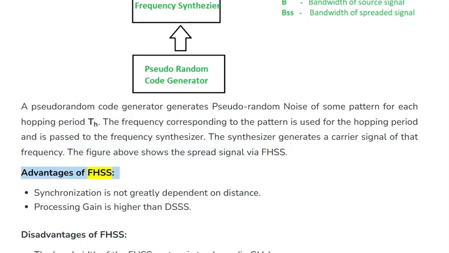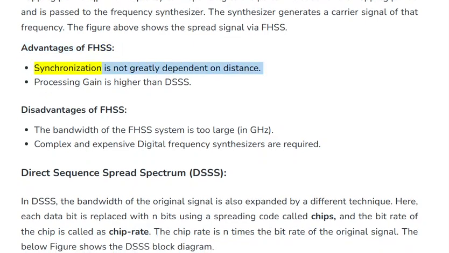Advantages of FHSS: synchronization is not greatly dependent on distance. Processing gain is higher than DSSS. Disadvantages of FHSS: the bandwidth of the FHSS system is too large, in GHz. Complex and expensive digital frequency synthesizers are required.